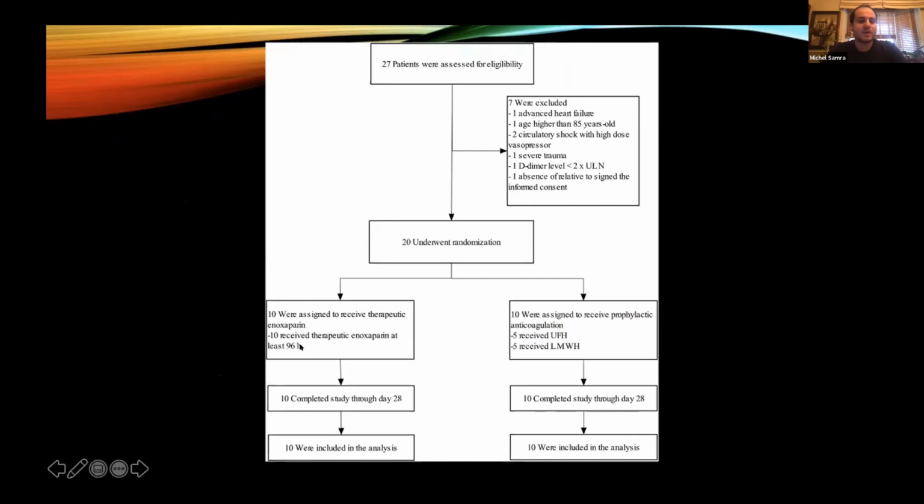The 10 therapeutic ones all received enoxaparin. Within the prophylactic group, 5 received low molecular weight heparin and 5 received unfractionated heparin. And all 10 in each group were followed through. There were none lost to follow-up.